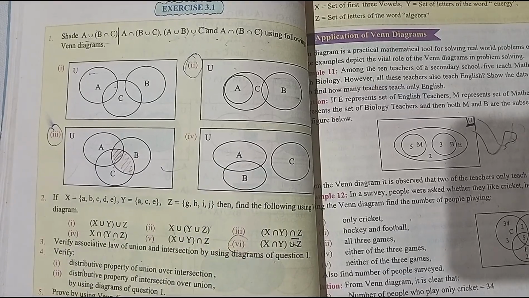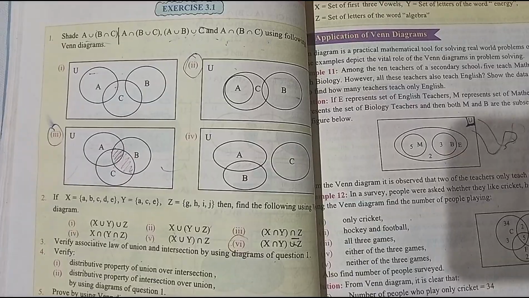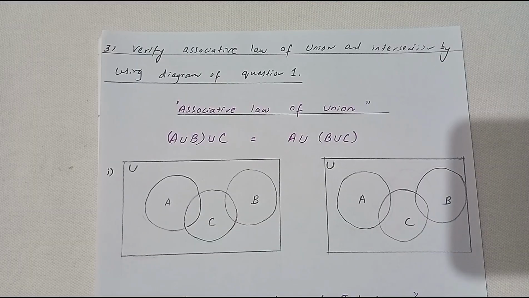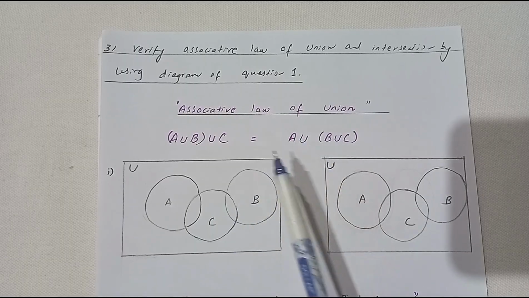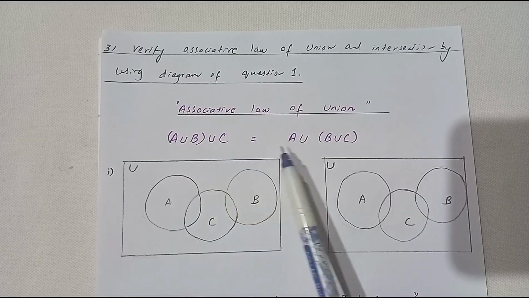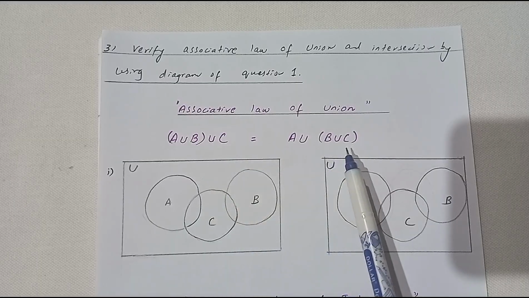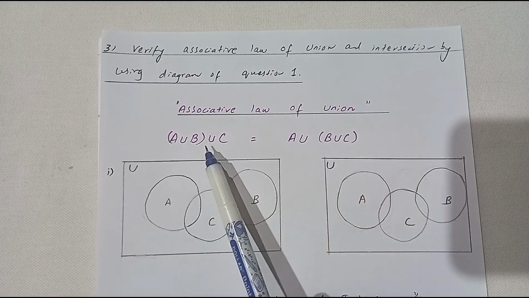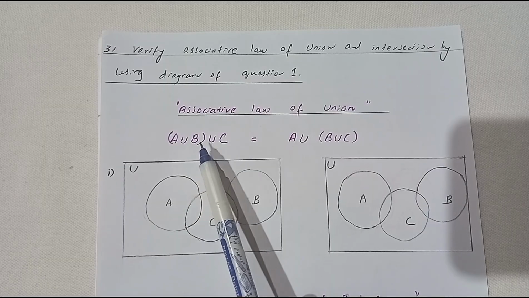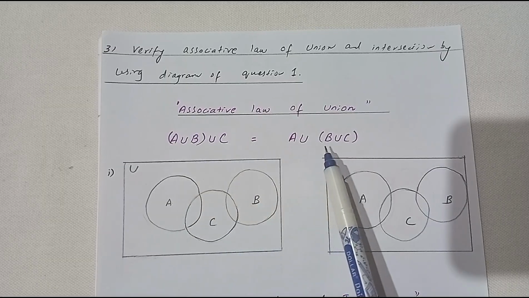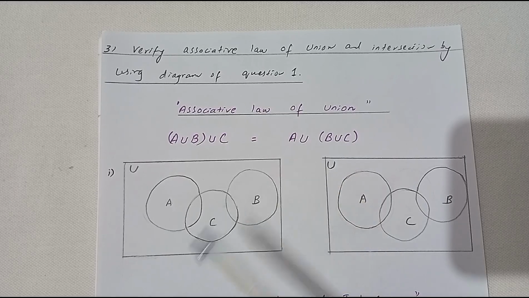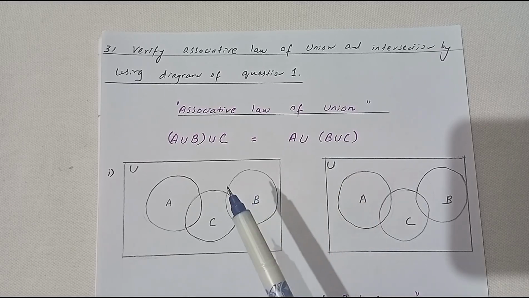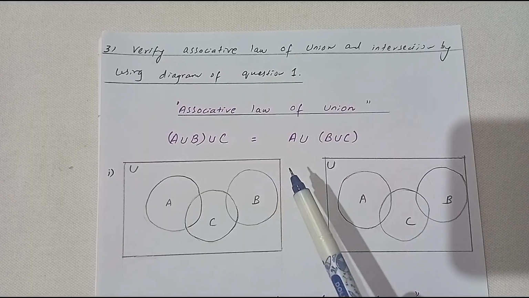So by considering the first Venn diagram of question number 1, we have to apply the associative law of union first, which is (A union B) union C equals A union (B union C). In the left hand side we first pair A union B with C, and in the right hand side first we shade the area B union C and then with A. So we have to draw two Venn diagrams for each part.